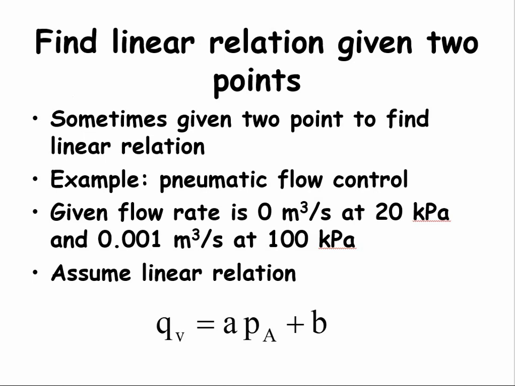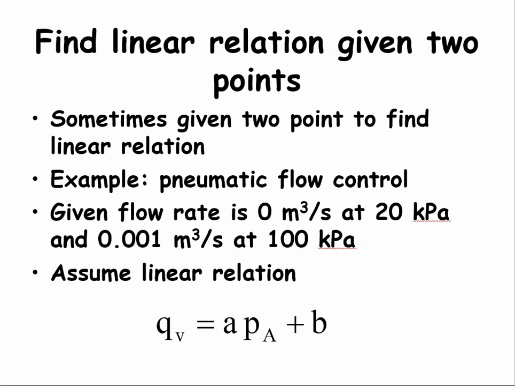Sometimes you will be given two data points and need to find the linear relation. The two points can be used to write two equations with two unknowns, A, the slope, and B, the zero intercept. For this example, we are given that the flow is 0 cubic meters per second if the pneumatic control signal is 20 kilopascal, and the flow is 0.001 cubic meters per second when the pneumatic control signal is 100 kilopascal.